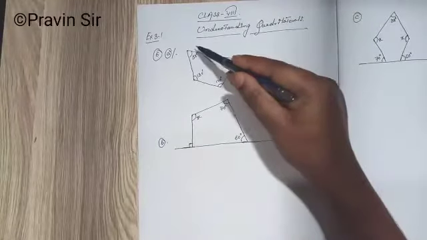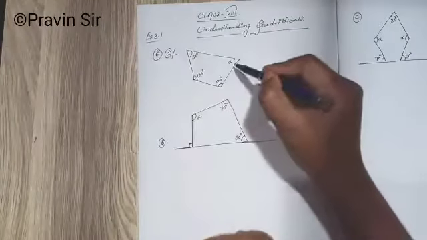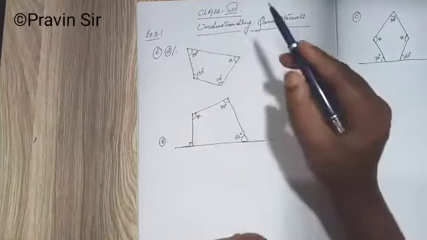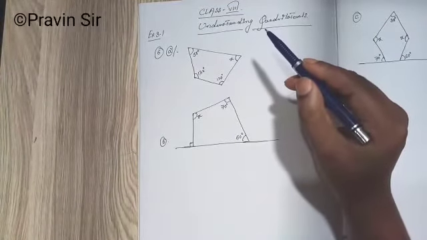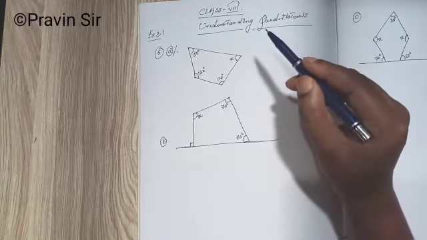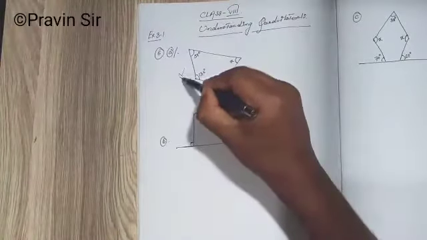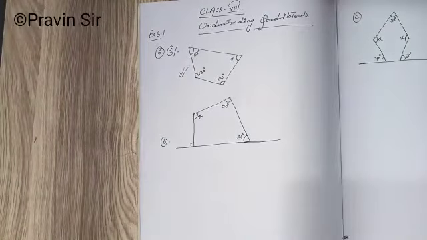So first of all, this is one figure, and in this figure you have to find out the value of x. This angle is given, this angle is given, and this angle is also given. Now you have to find out the value of x. So you have to see what type of figure this is. Ye kya figure hai, aapko pehle janna padega. What type of polygon is this one? It is a quadrilateral.